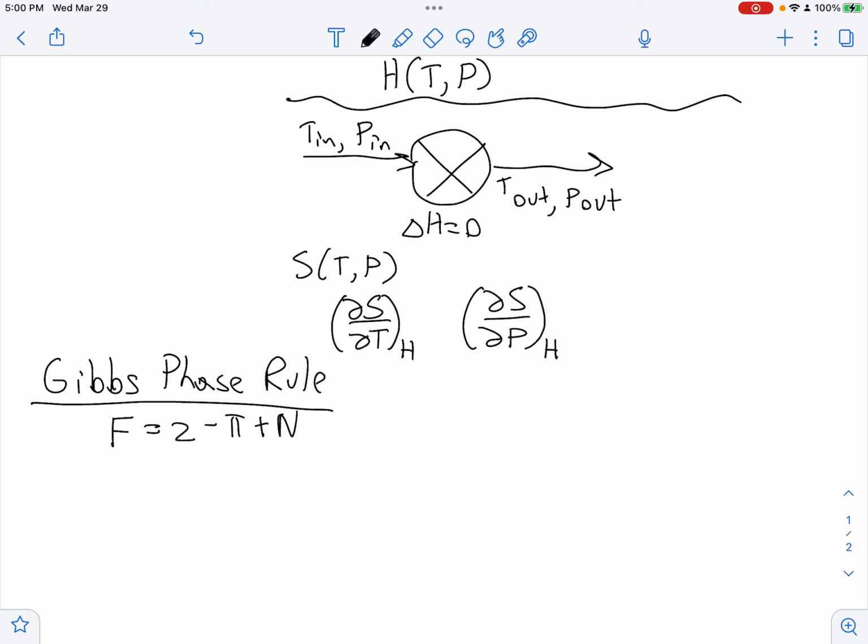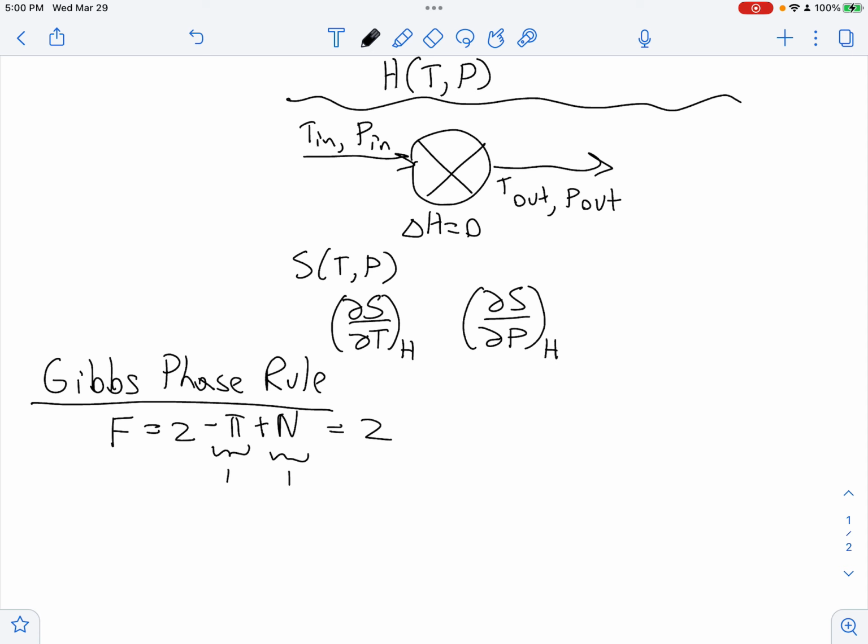So Gibbs says the number of degrees of freedom, which means the number of variables you have to independently specify to specify the state of a system, is 2 minus pi plus n, and pi is the number of phases. So I'm going to set that to 1, single phase. N is the number of components. We're not talking about mixtures, right, in the playlist. So that's going to be 1 as well. And so that means that most of the time, I think in all the examples in this playlist, the number of degrees of freedom is going to be 2.